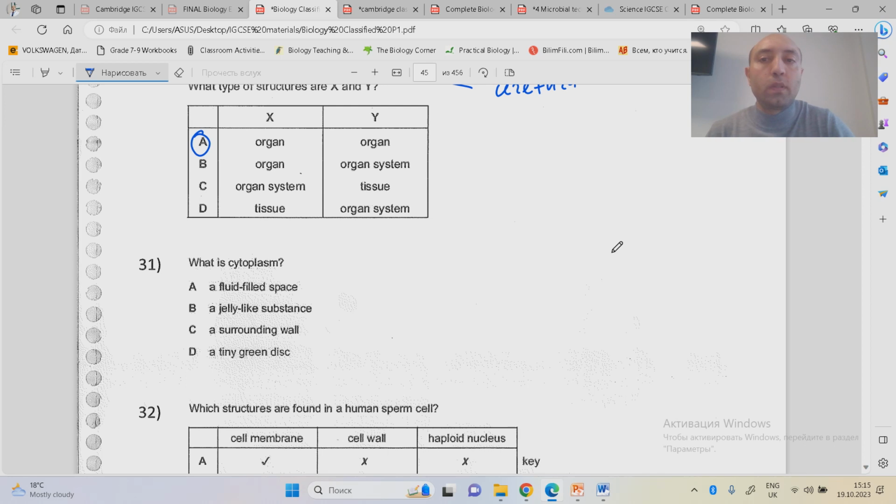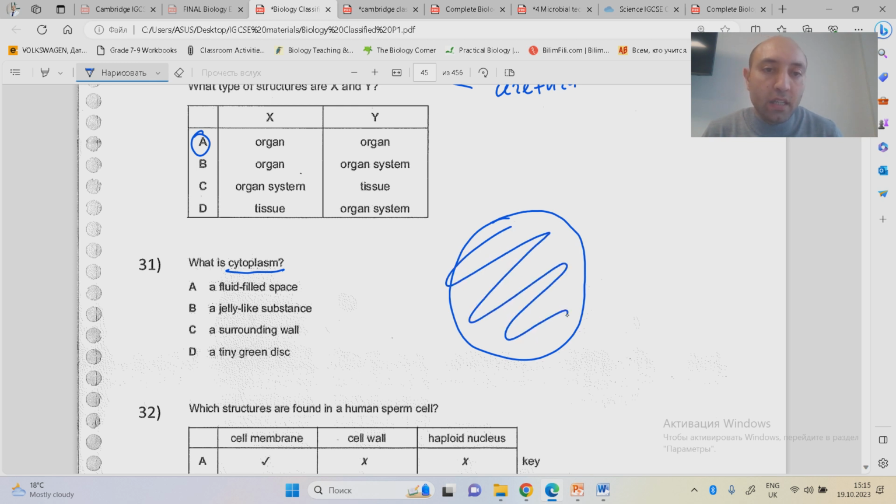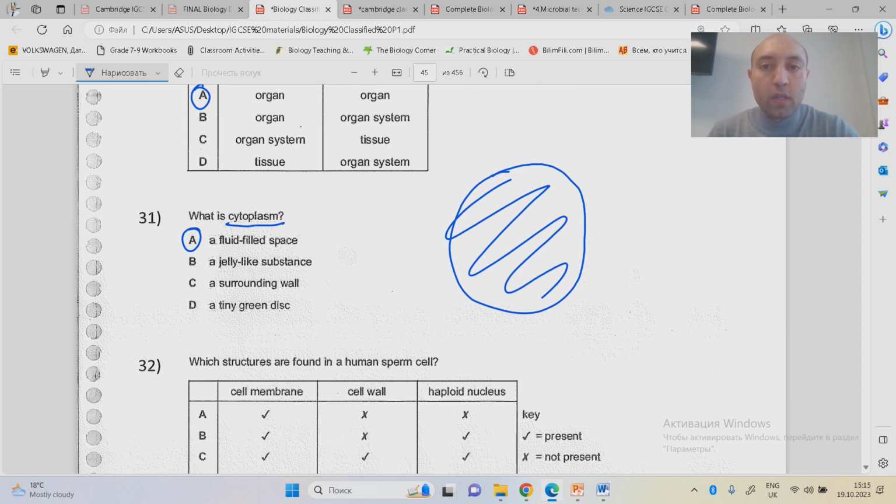So what is cytoplasm? We must know that cytoplasm is a jelly-like substance which is found inside of the cells. It is a fluid-filled space. Actually, cytoplasm is the name of an area. Let's say that this is a membrane, and all the inner area will be known as cytoplasm. So it will be better to choose A here. It's a fluid-filled space where we can find many organelles.